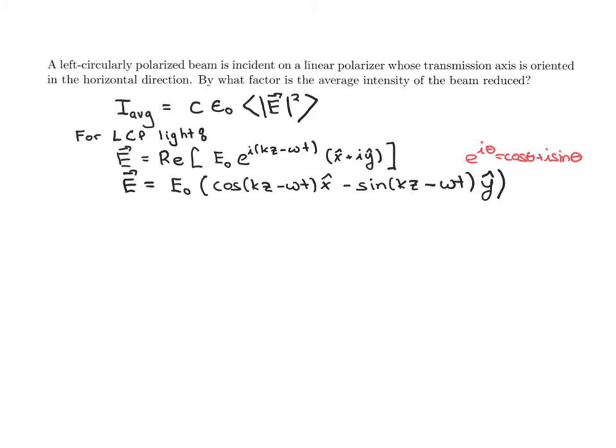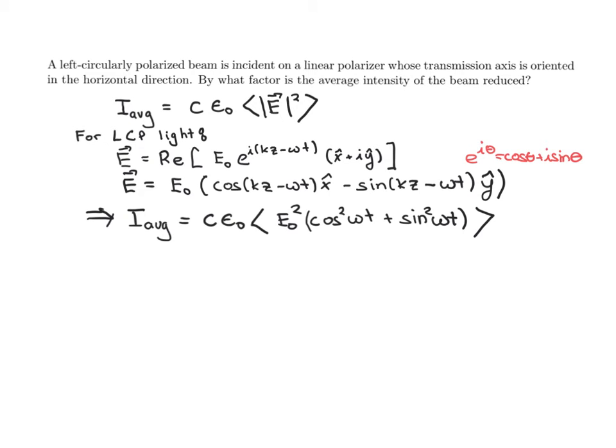Of course, if we're trying to evaluate the magnitude of a vector squared, the magnitude of any vector squared is the sum of the squares of its components. So we're going to take the x component of this vector and square it, and add to that the square of the y component of the vector. We're going to evaluate this quantity. It doesn't really matter what value of z you pick, but it's convenient to pick z equals 0.